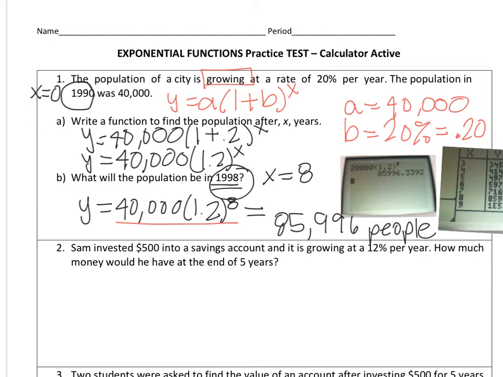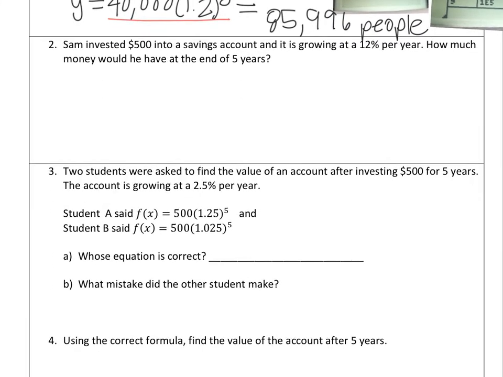Okay, now let's move on to the next question. It says Sam invested $500 into a savings account. So a savings account is telling me his money's probably growing. And it's growing at a rate of 12% each year. How much money would he have at the end of 5 years? So this is another case where we're looking at a percentage growth.